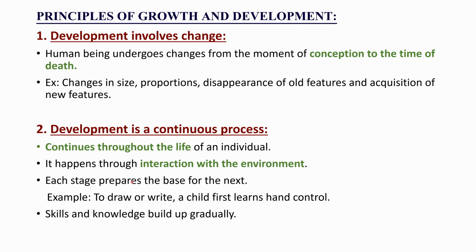For example, before a child can draw or write, the child must first develop hand and finger control. After gaining this control, the child slowly learns to hold a pencil and write letters. In the same way, skills and knowledge develop gradually over time. So, overall, growth and development occur continuously and step by step, with each stage helping the child progress to the next stage.